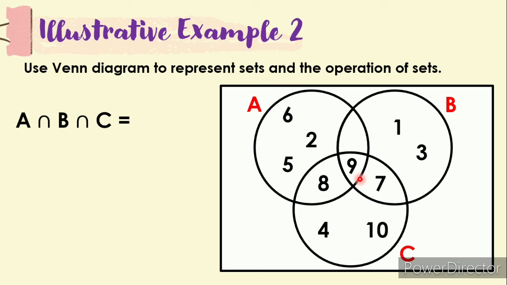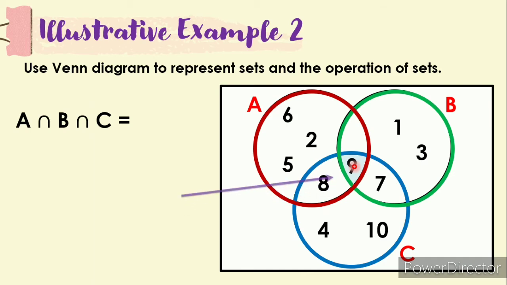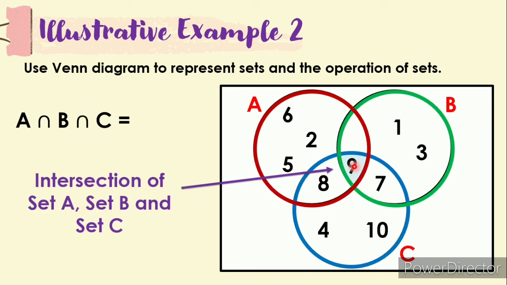Next, what is the intersection of set A, set B, and set C? So we will use these 3 sets. So the intersection of these 3 sets is in this region. So the intersection of A, B, and C is equal to 9.